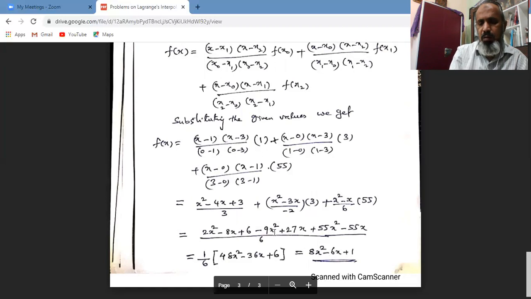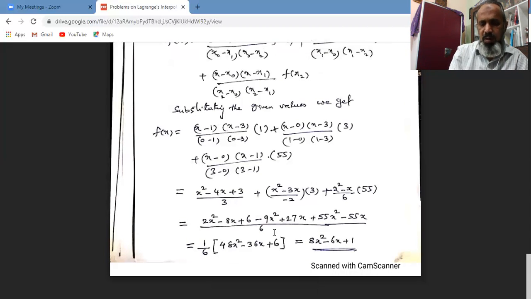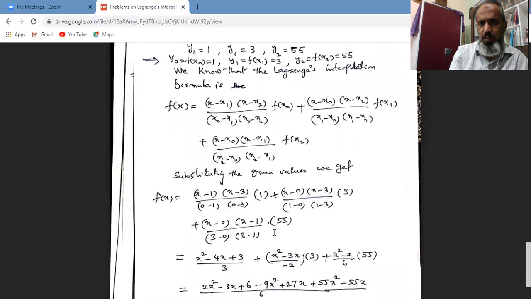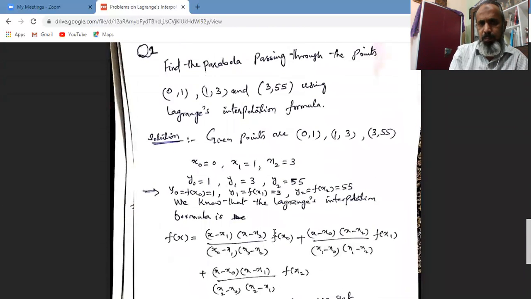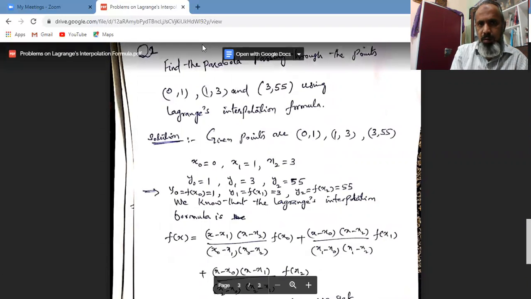So these are some of the problems on Lagrange's interpolation formula. So I think you understood this Lagrange's interpolation formula in a better way.